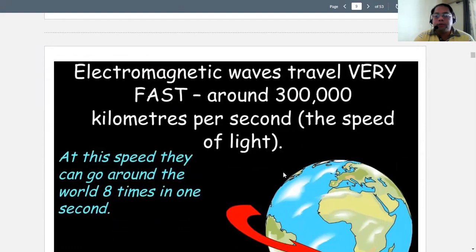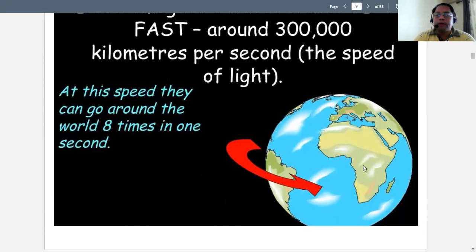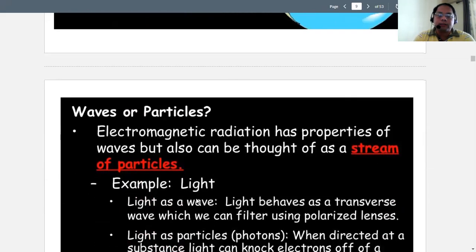So electromagnetic waves travel at 300,000 kilometers per second. If it is in meters, then that is 300 million meters per second. So it can go around the earth 8 times. That's how fast light is traveling. And I believe until today, we consider light to be the fastest thing in the universe.